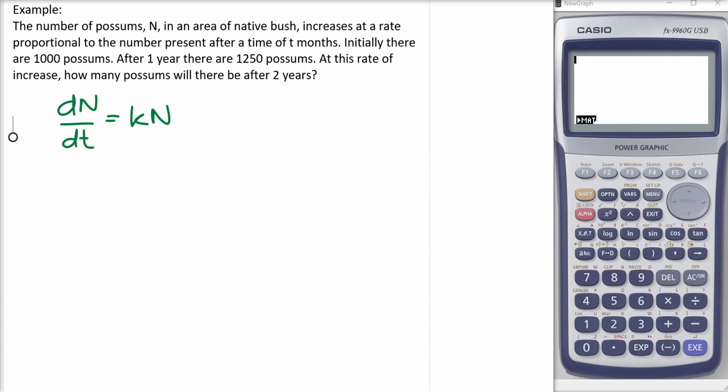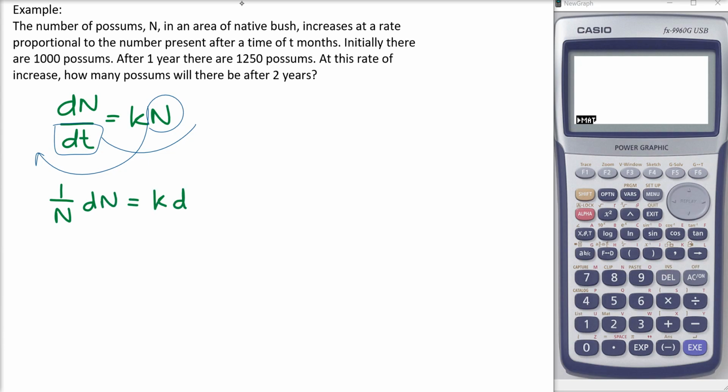Separate the variables and integrate through. What am I going to do there? Divide both sides by N, and leave the k on that side, just like you've been doing. So we're going to separate the variables. We're going to move the N over here and the dt over there. We're going to make it 1 over N dN equals k dt. That's what we're going to do.